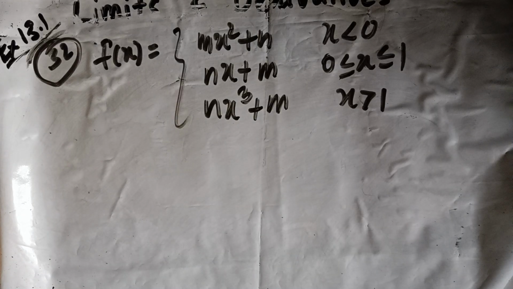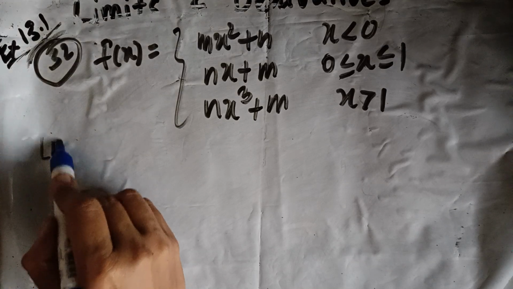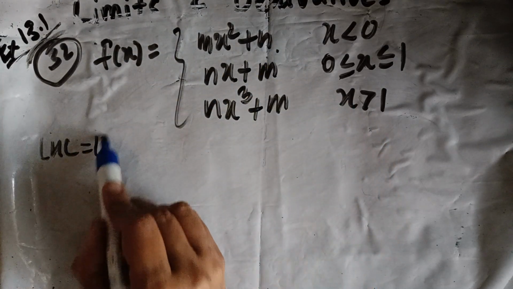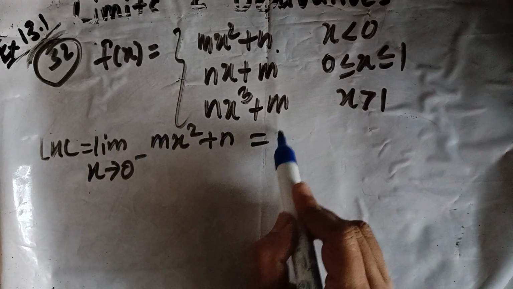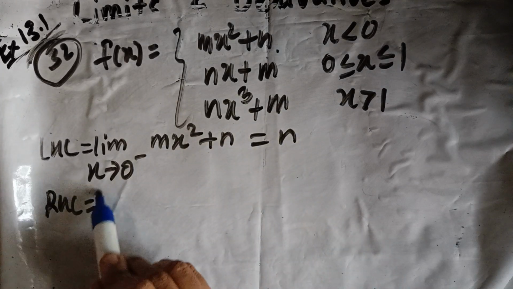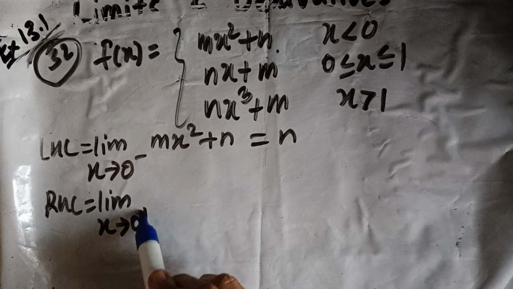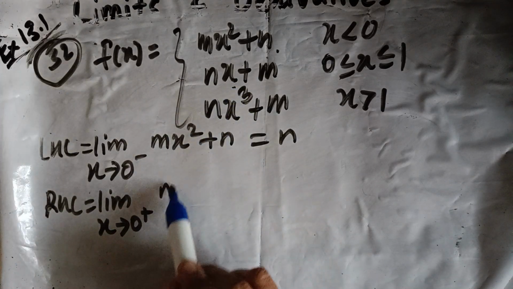Next question, f of x equals mx square plus n, nx plus n and nx cube plus n. For what integers m and n does the limit as x tends to 0 of f of x and the limit as x tends to 1 of f of x exist? Okay, so first we'll find out the limit as x tends to 0. So LHL is this function, 0 minus, so we take this function. So the answer is n. What about RHL? 0 plus, this one. Okay.